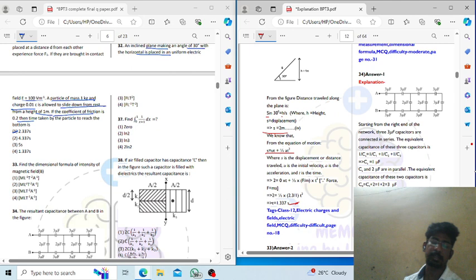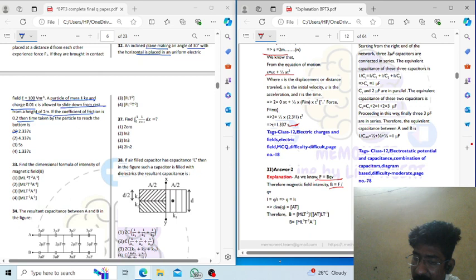V is W by q. So put all the values in the above equation first. With that, B is equal to MT to the minus 2, A to the minus 1. A is the dimension of the current flow.